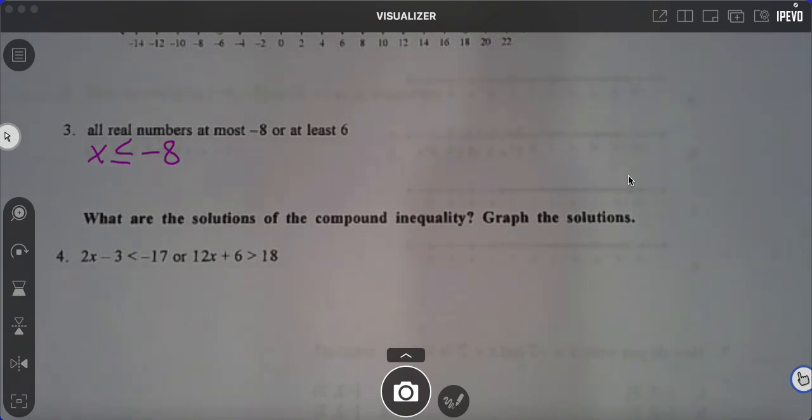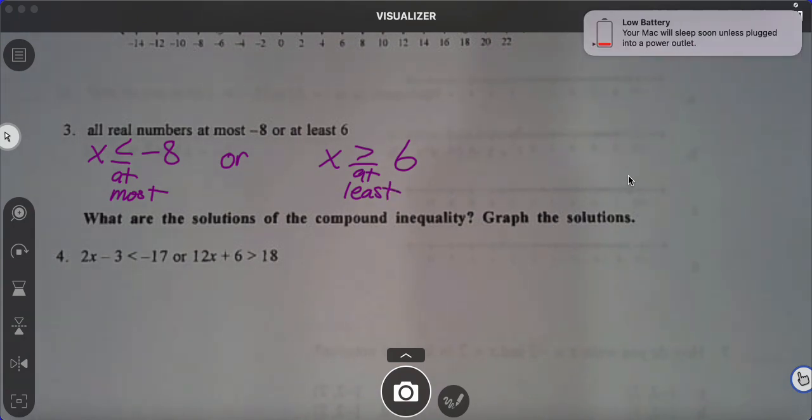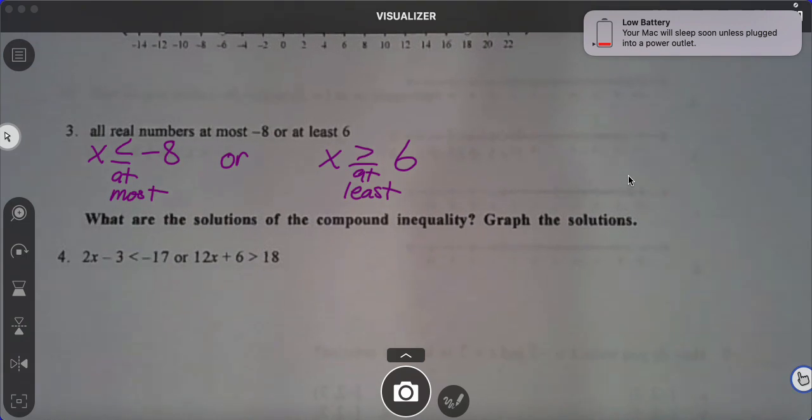Or, so when I have the word or, I actually write that one. Or, and now let's write the other inequality. X is at least 6. So what's at least? At least is greater than or equal to. So that's the sign for at most. And that's the sign for at least. Okay? And again, remember that this is an or. I'll show you the and in just a second.